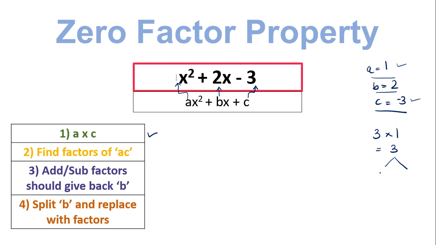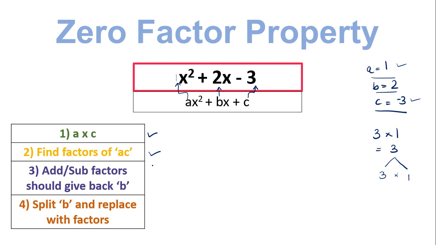So, 3 obviously is a prime number, so the only factors that give me 3 is 3 multiplied by 1. So 3 times 1 gives me 3, which means I have these two factors. One is 3 and one is 1. Now, the second step is complete. I got my factors 3 and 1.